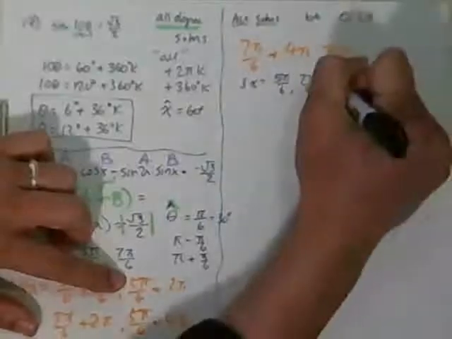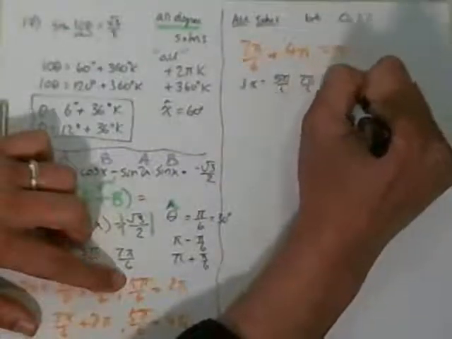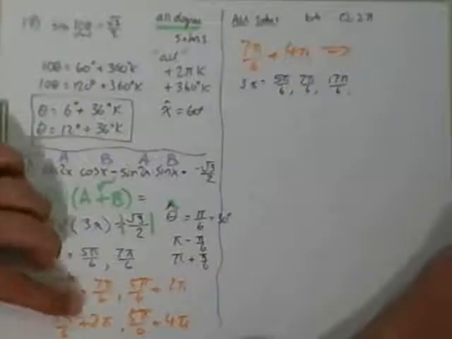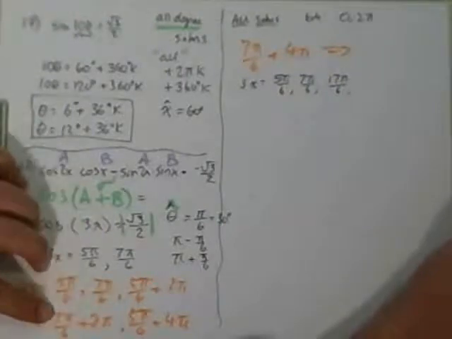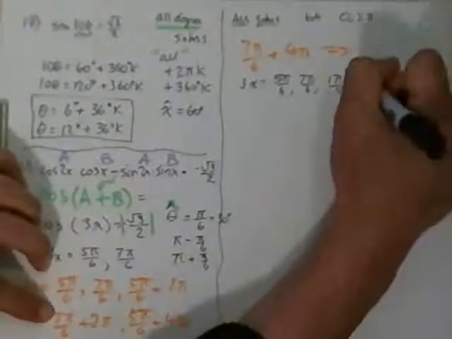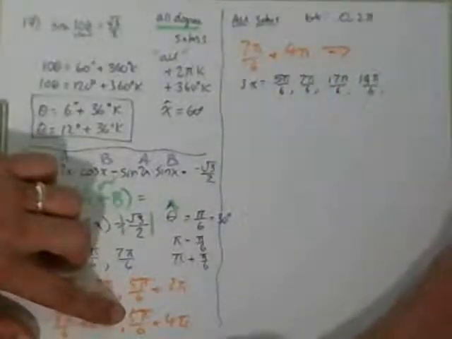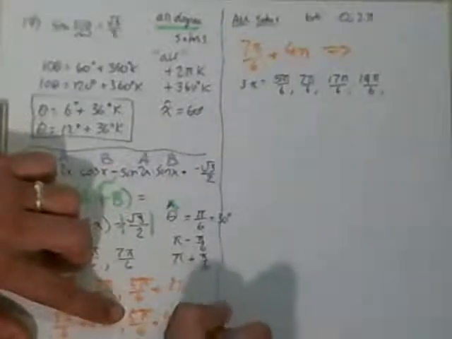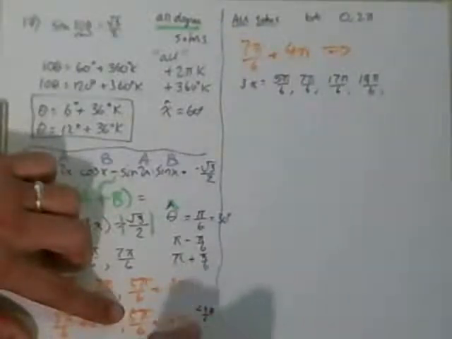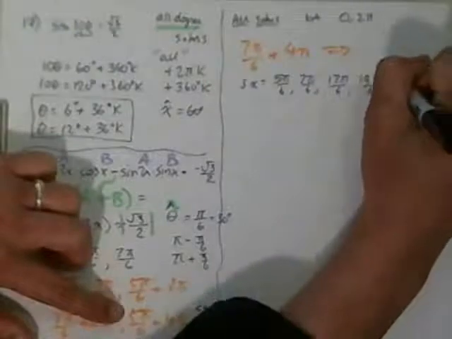Plus 5 is 17 pi over 6. 7 pi over 6 plus 12 pi over 6. 12 plus 7, 19 pi over 6. 5 pi over 6 plus 4 pi, that's going to be 24 pi over 6. Plus 5 pi is 29 pi over 6.